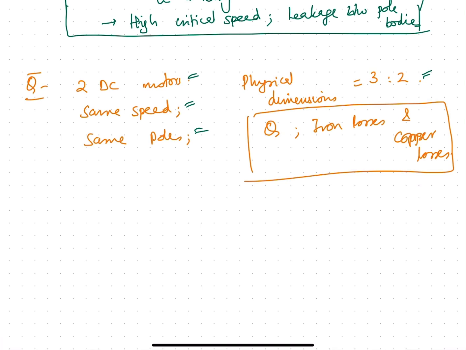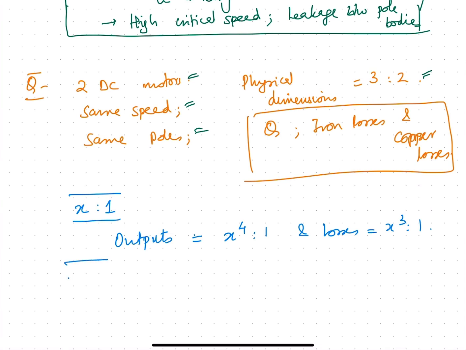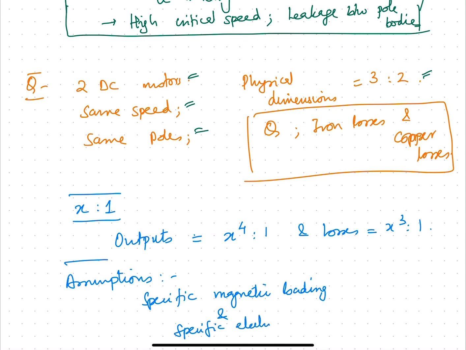Okay, so if you go back to the previous lectures, you will see that if you have machines with dimensions in the ratio of x is to 1, the outputs are in the ratio of x^4 is to 1, and losses are in the ratio of x^3 is to 1. We've already discussed this in the lecture. So what are the assumptions? The assumptions are that the specific electric and magnetic loading are the same. Specific magnetic loading and the specific electric loading, these are the same.